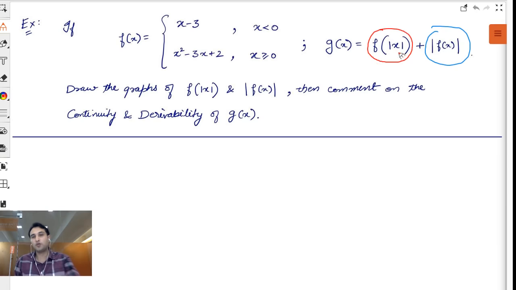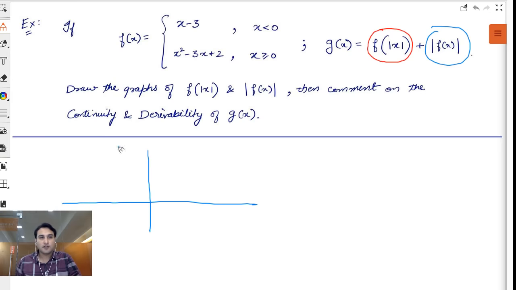What does f of mod x do? Okay? Forget about this problem for some time. I'll come to this problem. But before, let me teach you what this does. Dekhna dhyan se. Imagine you have a graph like this.